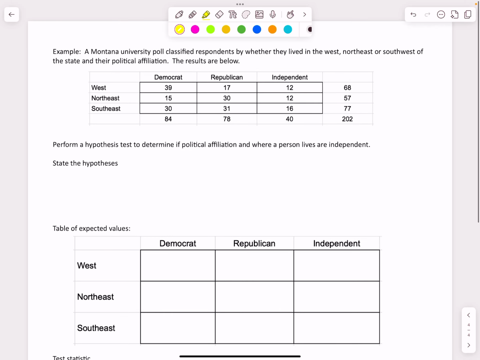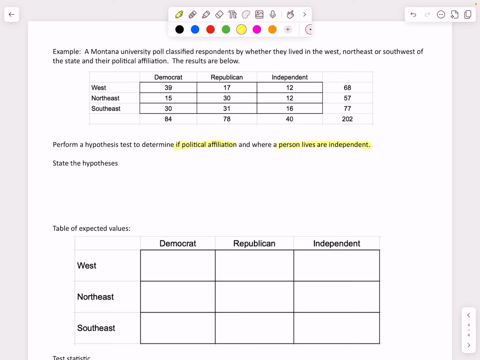So here we have a Montana University poll that classified respondents by whether they lived in the west, northwest, or southwest of the state, and their political affiliation, whether they were Democrat, Republican, or independent. And we want to perform a hypothesis test to determine if political affiliation and where a person lives are independent.